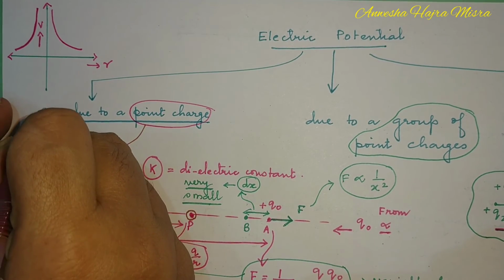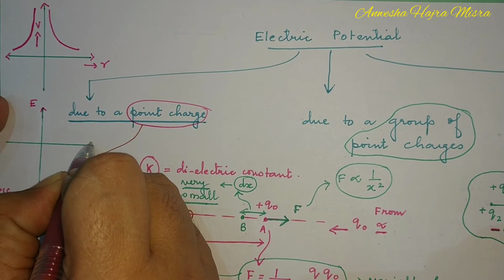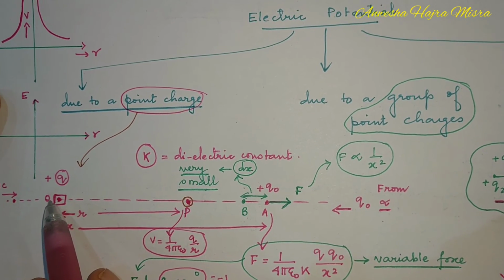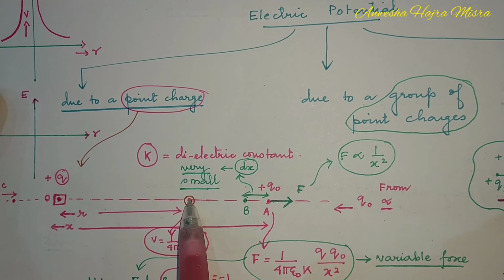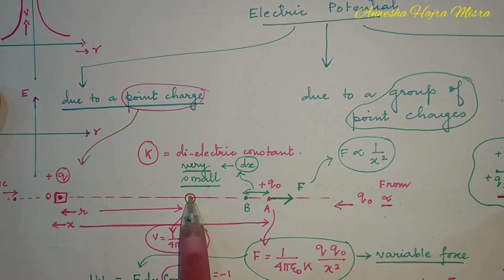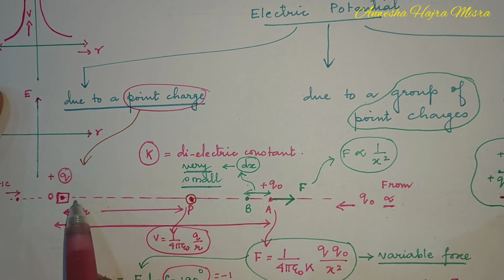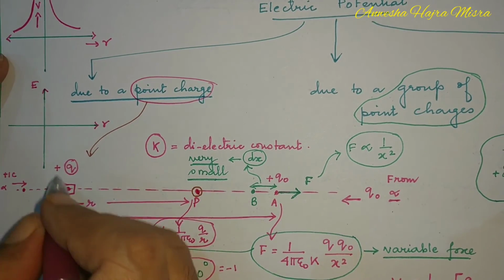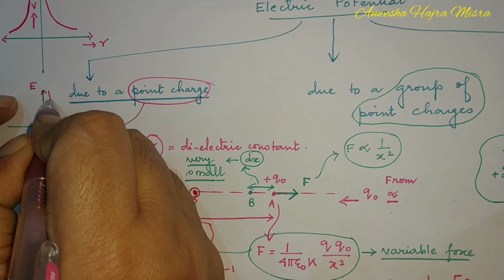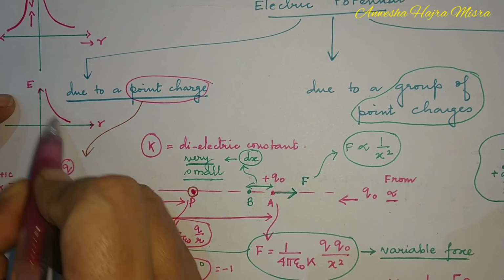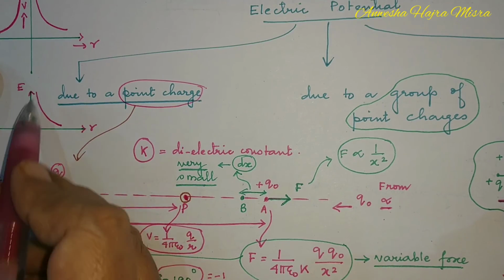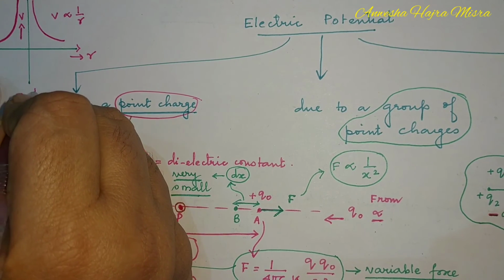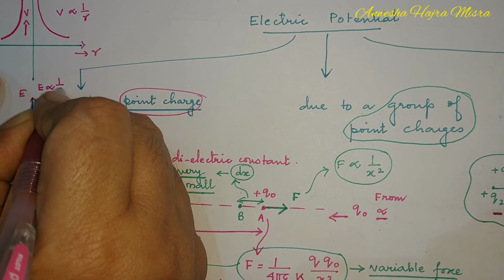Unlike potential, if you are asked to find the intensity due to this charge, intensity is the force on plus 1 coulomb charge. So if you keep a plus 1 coulomb charge over here, what will happen? This will repel. So intensity is steeper and it decreases with R. Here V is inversely proportional to R and here intensity is inversely proportional to R square.